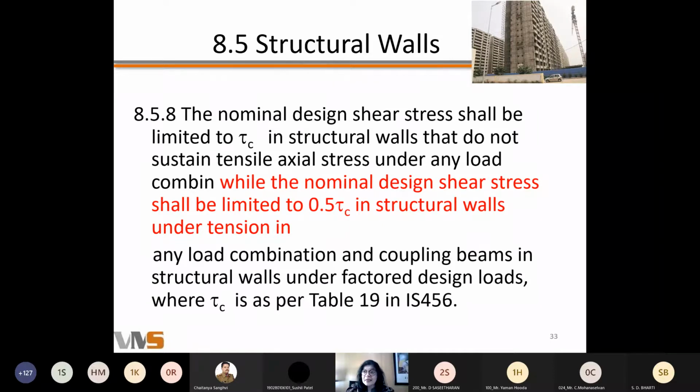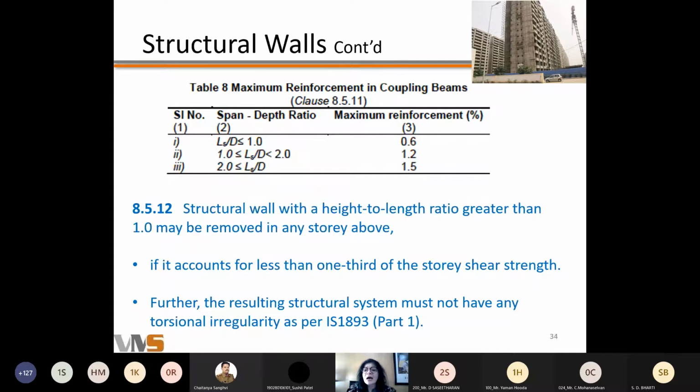So you have to understand that the design shear stress of tau c is not there in your concrete, because tau c has been assumed for an element in compression, but now you have your element in tension. In that case, this code very clearly says that your nominal shear stress can only be considered to be 0.5 tau c. That's another important thing. I'm not going through the whole code.